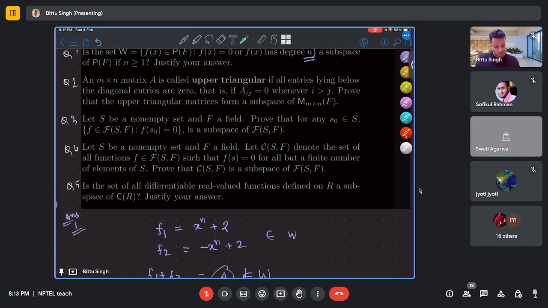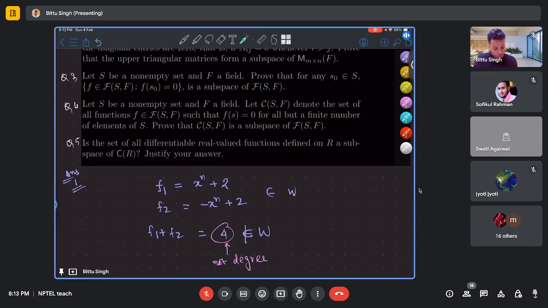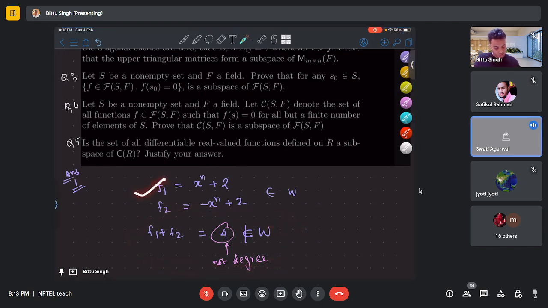We see that W is not closed under addition, because we took two different polynomials with degree n, and when we added them, the result was not of the same degree.